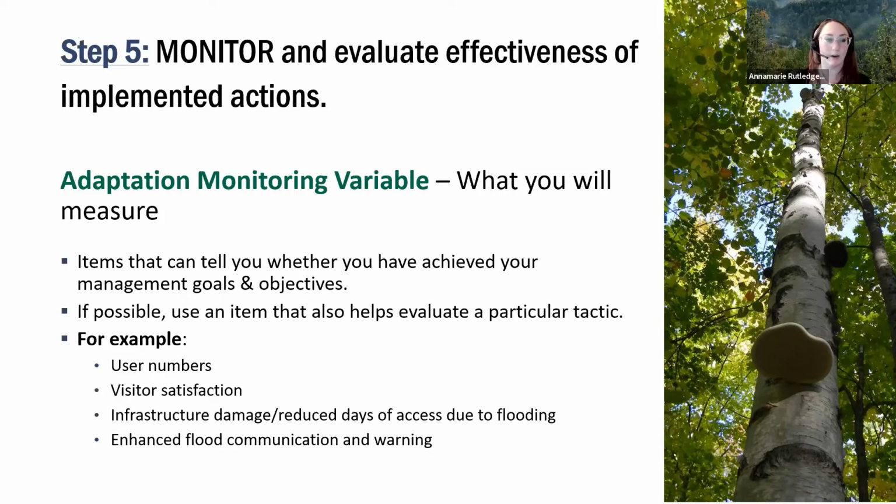And one example here is from a project at the Mark Twain Red Bluff Recreation Area in Missouri. And one of their management goals is to provide day use opportunities by providing safe access to the river for the general public, and also identify areas where day use infrastructure can be safely located within the flood zone. So for the monitoring variable in this example, the team identified 4 primary variables. The first one is user numbers, then visitor enjoyment or satisfaction, the amount of infrastructure damage and reduced days of access due to flooding, as well as providing an enhanced flood communication and warning system.